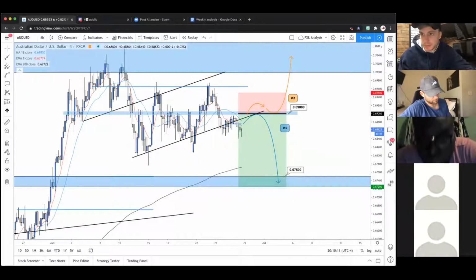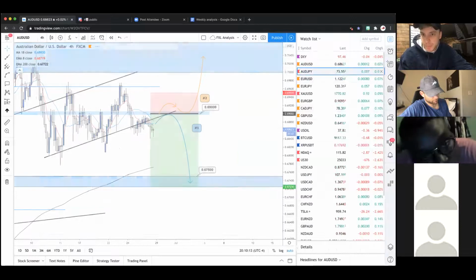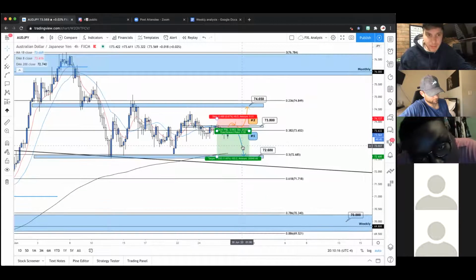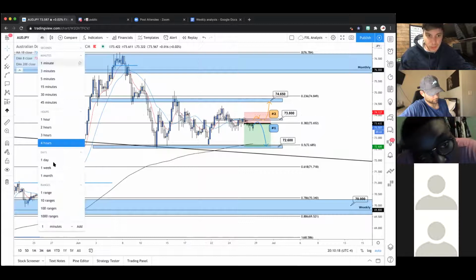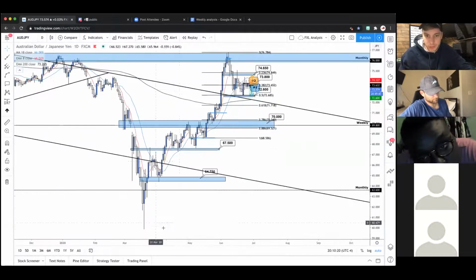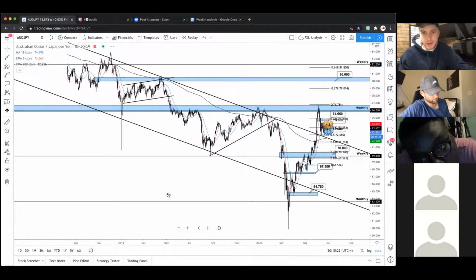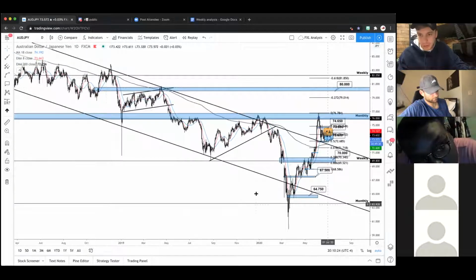Okay. That's AU. Let's move on to AJ. This one is actually an active trade, but I'll cover that in a second. First thing we want to do, daily time frame. We're looking for sentiment, seeing if anything's changed. Super, super bearish, very strong bearish channel.